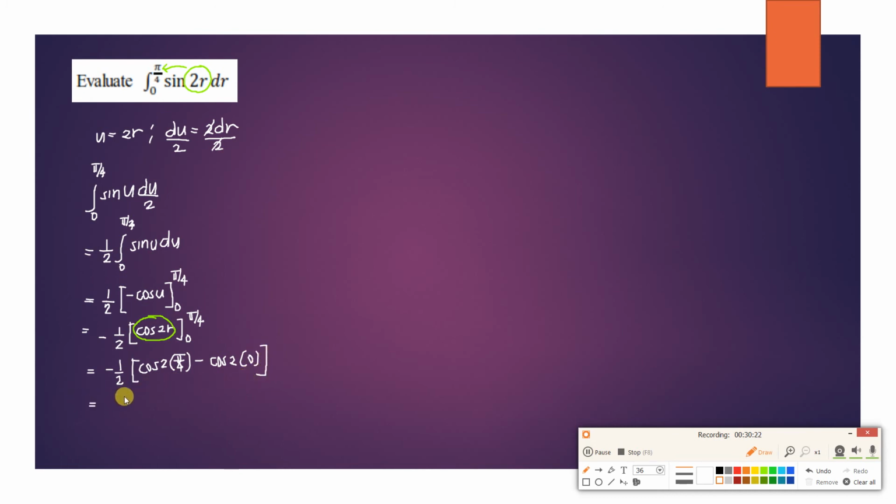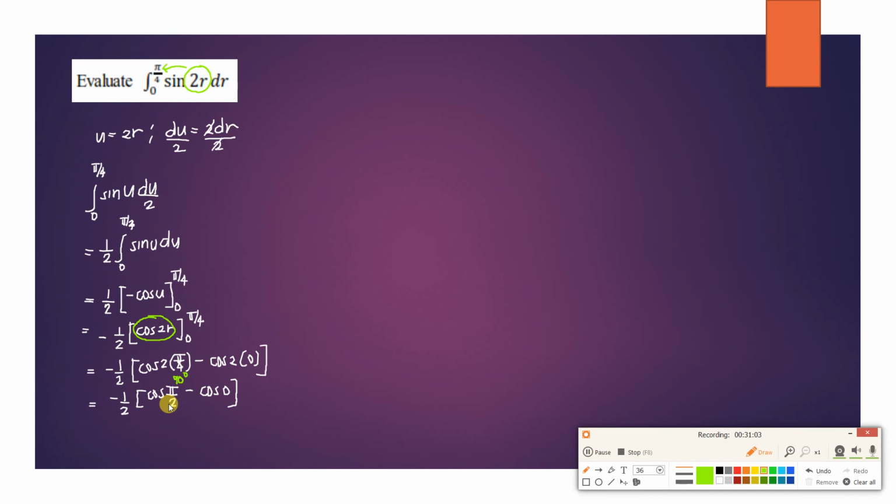Okay, so paano ngayon ma-evaluate yan? Yung 2 times pi over 4 can be reduced into pi over 2, kaya cosine pi over 2 na lang. Minus cosine 2 times 0 is cosine 0. Parang 45 degrees nga to, ano? Ay, itong pi over 2, hindi na 45 degrees yan. 180 divided by 2 is 90 degrees na yan. So, kahit walang calculator, kaya nyong isolve yan.